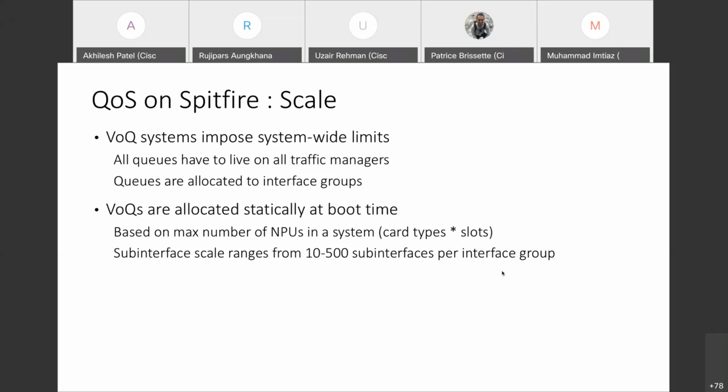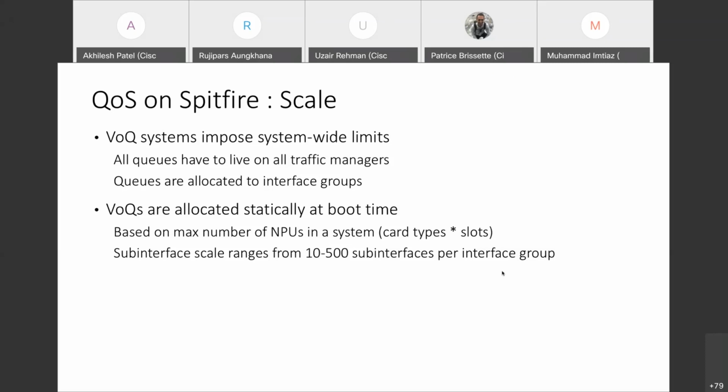So if you have a distributed system with X number of line cards and one interface, any interface could be an egress interface at a given time based on the traffic direction. So that egress interface will have 8 VOQs on all the ingress slices, and any slice can be an ingress slice, again based on the traffic direction. So these queues are allocated to the interface group.